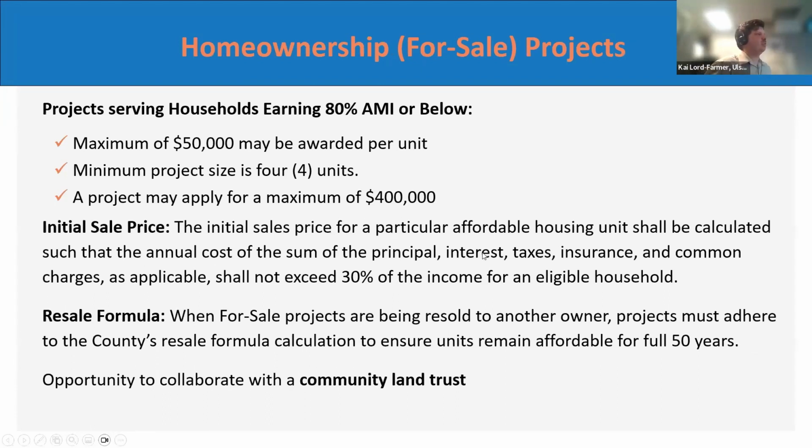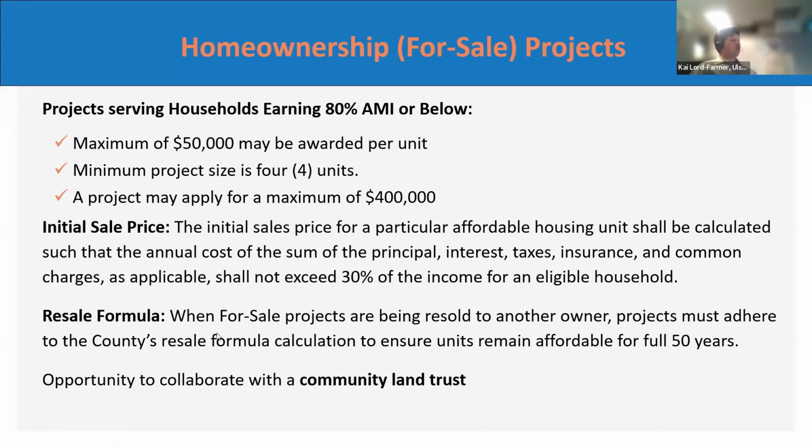Next, homeownership for sale projects. So this is limited to projects serving households earning up to 80% of area median income. It's a maximum of $50,000 per unit. Minimum project size of 4 units. These don't necessarily need to be, this can be scattered site. It could be a subdivision. It doesn't necessarily all need to be on the same lot for home ownership. And a project may apply for a maximum of $400,000.